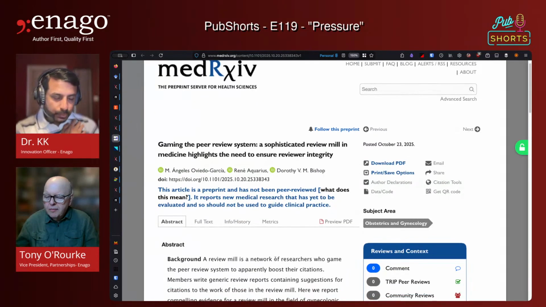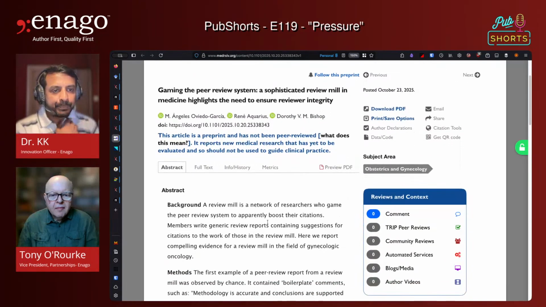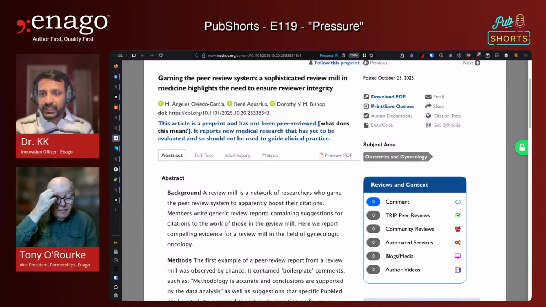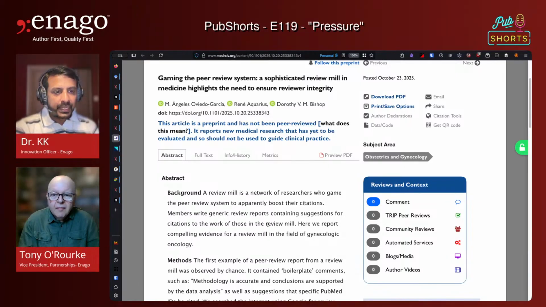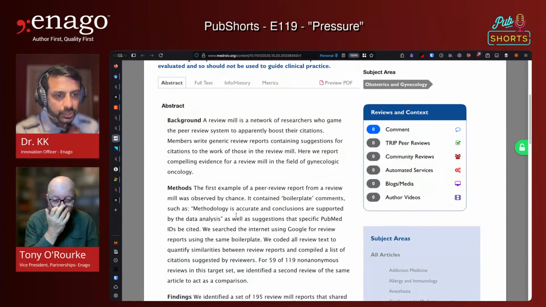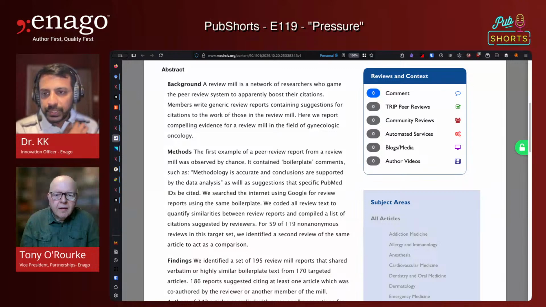So we are talking about review mills, which are establishments which churn out reviews while foregoing all the integrity-related aspects. The researchers who are part of this suggest citations to the authors so that they can squeeze their own citations in and benefit from being cited. What the study was about is a particular review mill in gynecologic oncology, and they identified many review reports with similar generic text. These reports also suggested citing papers by the reviewers or their colleagues, and authors often accepted these citation suggestions.